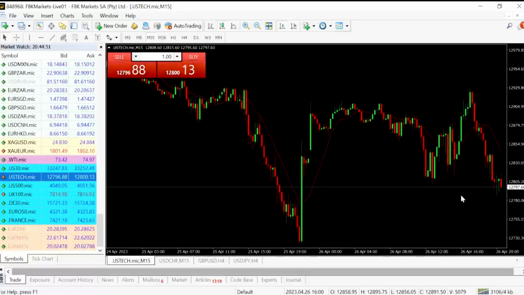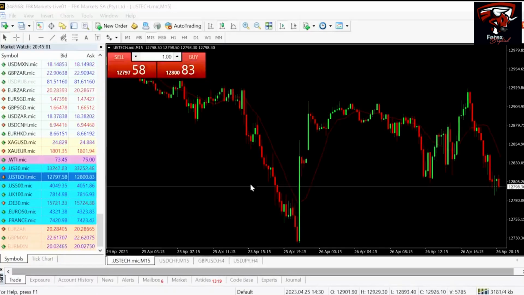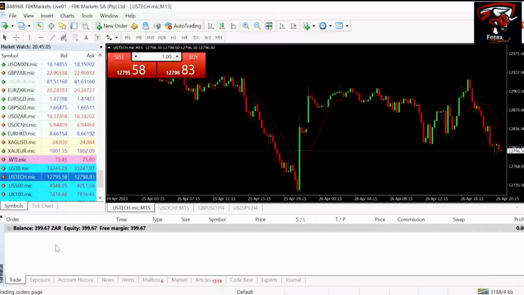Everything. So now, the third topic that we're going to be dealing with is stop loss. Ideally, what is stop loss? I'm going to attempt opening a trade right now. I have about 399 rands. I'll be opening a trade on a micro account. Actually, I'll be using lot size 1. Let me see if it will go through.